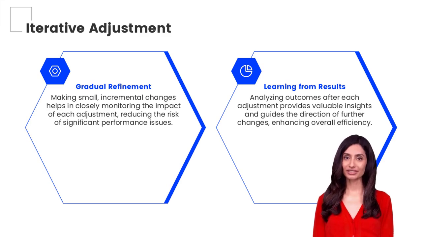In the world of business, the iterative adjustment and gradual refinement process stands as a beacon of efficiency. By making small, incremental changes and closely analyzing their outcomes, businesses can guide further adjustments with precision.